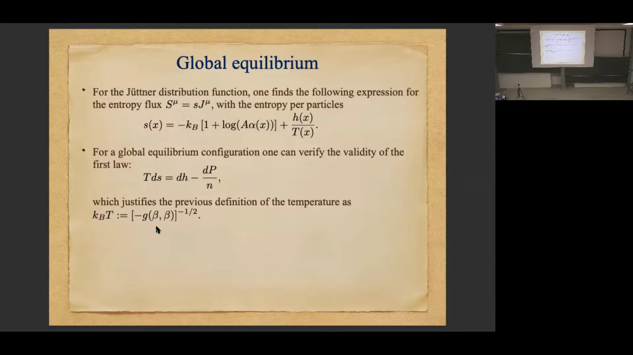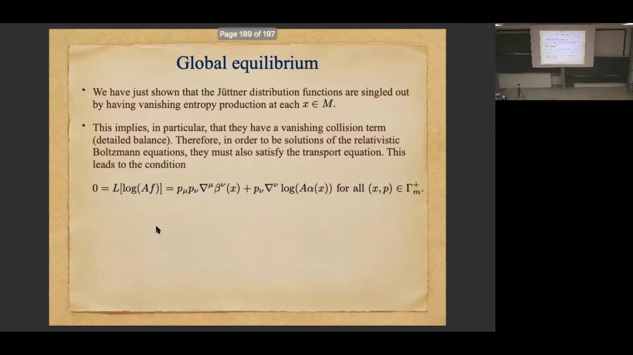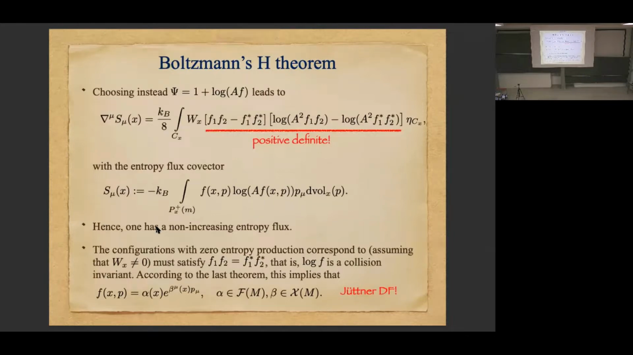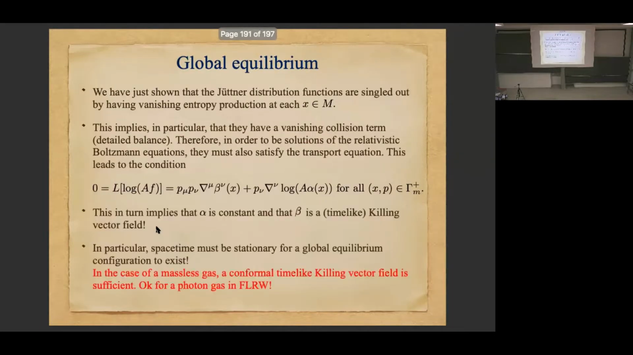Yes? Okay, the vector field beta should be time-like. Oh, okay, so the time-like is because otherwise when you compute the observables, it will not converge. So this should be so that this is exponentially decaying for large P. Yes. Right.